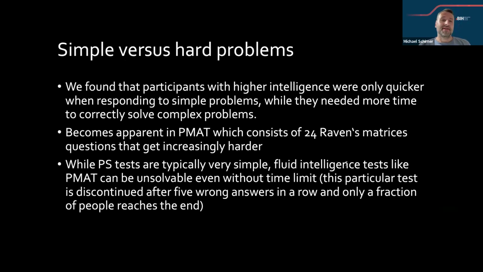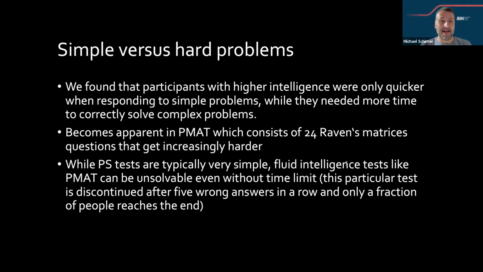And we found that participants with higher intelligence were only quicker when responding to simple problems. So actually, we now turn this century-old observation since 1890, as you have seen. This was the state of the art. It was assumed that higher processing speed means you are more intelligent. But now we found actually an important exception to this rule.